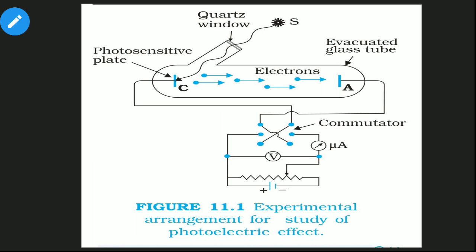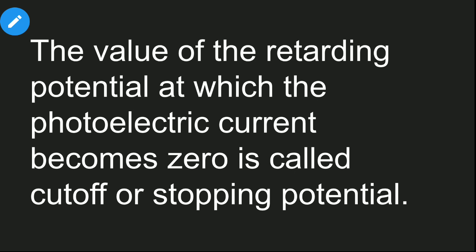Now, if we apply a negative potential on plate A with respect to C, we will observe that photoelectric current decreases. But why is it so? It is because when we increase negative potential on plate A, it will repel the electrons coming from plate C and it will not allow the electrons to pass. Means photoelectric current will become zero. The value of retarding potential at which photoelectric current becomes zero is known as cutoff or stopping potential.